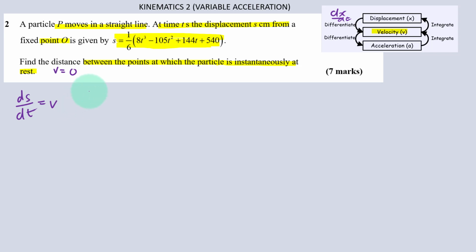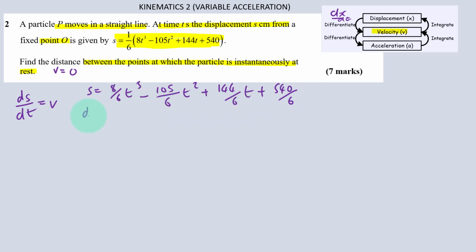So I'm going to start off with s equals, let's multiply this out, that's 8 over 6 t cubed minus 105 over 6 t squared plus 144 over 6 t plus 540 over 6. Let's start off expanding that correctly so that we can easily differentiate this.